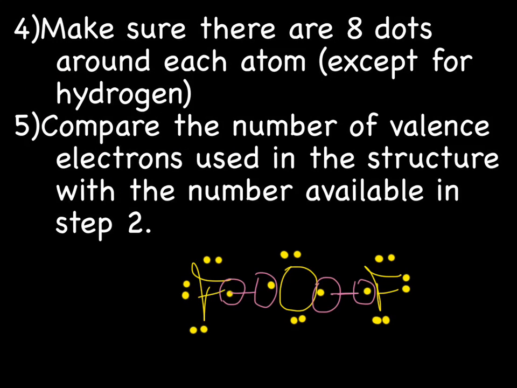So now the next step is you need to make sure there are 8 dots around each atom, except for hydrogen. If you remember, hydrogen will be full if it only has 2 dots. So let's do that, remembering that they're sharing. If we start by looking at fluorine, the first fluorine, those are its 8 dots, right? 1, 2, 3, 4, 5, 6, 7, 8.